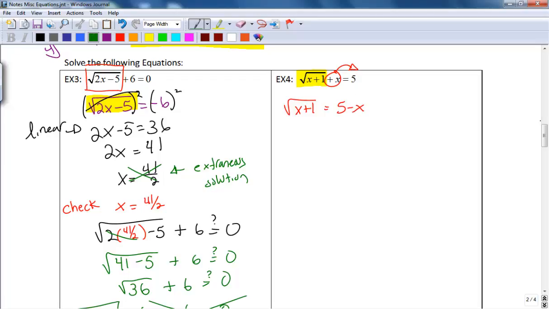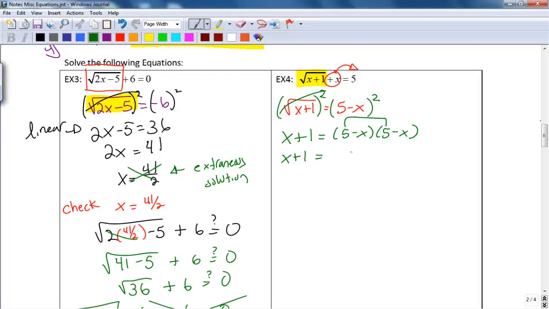The next thing I need to do is get rid of the radical, so I have to raise both sides to the nth power. Well, again, there's no index there, which means it's the square root, so I need to square both sides, or raise both sides to the second power. On the left, the square root of x plus 1 squared, the square root and squaring cancel, and I'm left with x plus 1 equals 5 minus x squared. I should just write it twice to make sure I distribute correctly. So let's keep going with this.